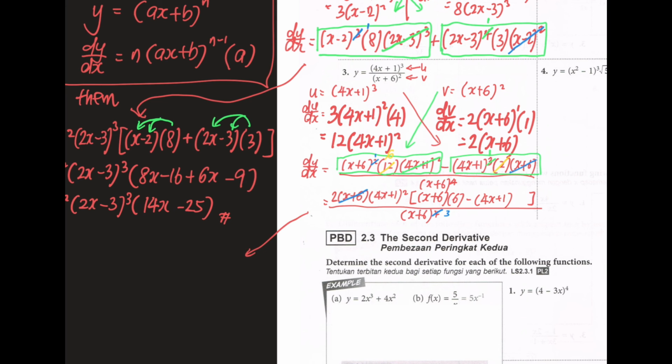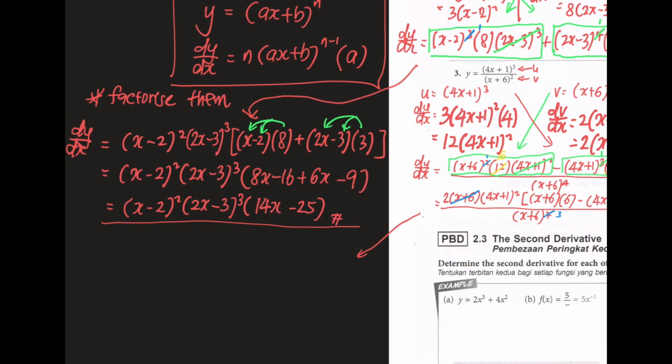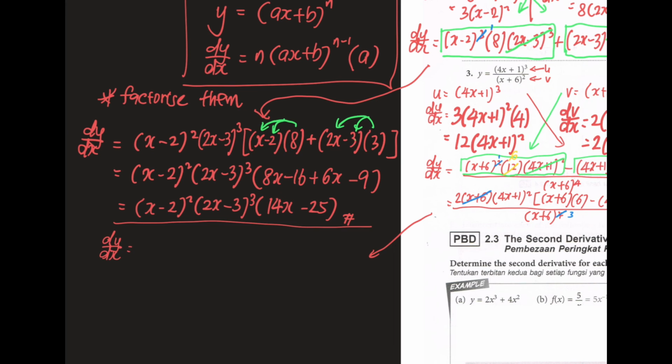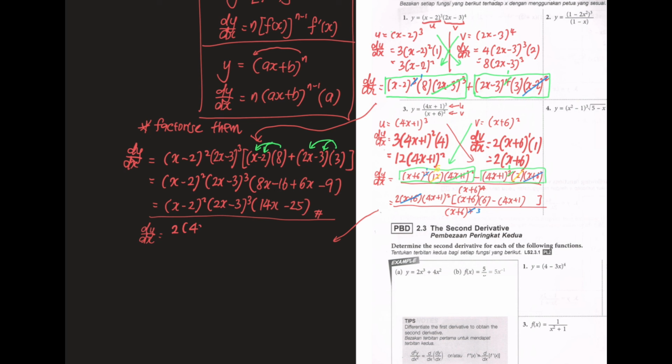Okay, I continue here. So the dy/dx is hence 2 (4x plus 1) power 2. And in the meantime, I'm going to simplify everything at the back here. I times 6 to x times 6 to 6. So I will get 6x plus 36 minus 4x minus 1 over (x plus 6) power 3. Then continue to (4x plus 1) power 2. Okay, now you imagine I'm simplifying 6x and 4x. I get 2x. 36 minus 1, I get 35. So at the bottom, (x plus 6) power 3.